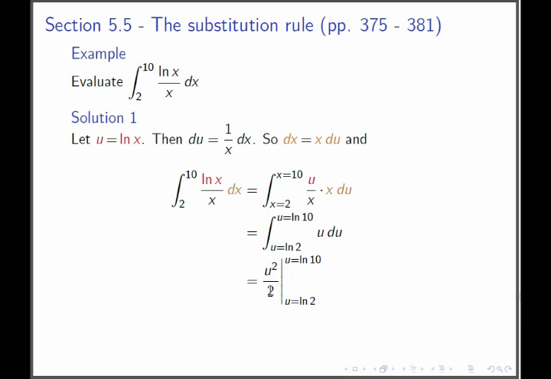Okay, so let's go ahead and compute an antiderivative. We get u squared over 2, and then we're going to evaluate that from natural log of 2 to natural log of 10. So we just go ahead and do that. Plug in natural log of 10 for u, and then natural log of 2 for u, and subtract. And this is the value of that definite integral.